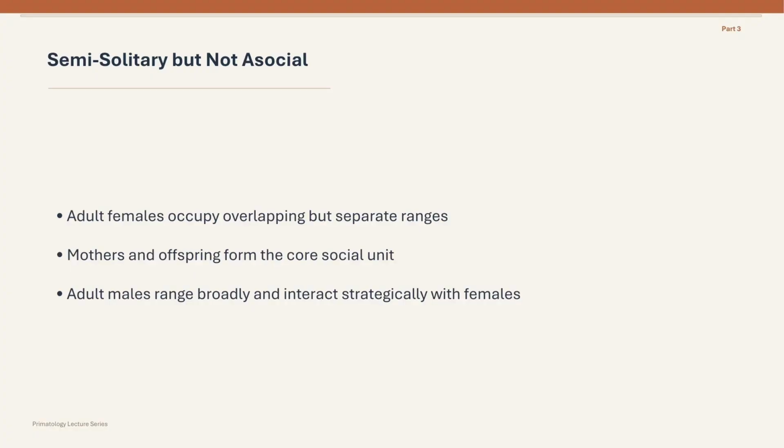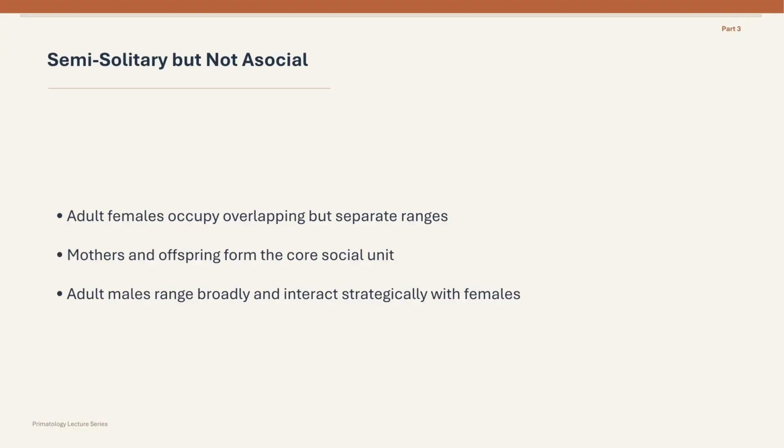Adult males range more broadly, often overlapping multiple females. Some maintain relatively stable ranges, others are more transient. Orangutans reproduce extraordinarily slowly. Females have the longest interbirth intervals known among mammals, often around 7 to 9 years. Infants remain dependent for many years, learning what to eat, where to travel, how to build nests, and how to navigate a highly complex arboreal and ecological world.